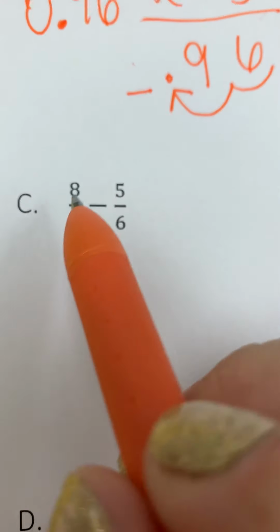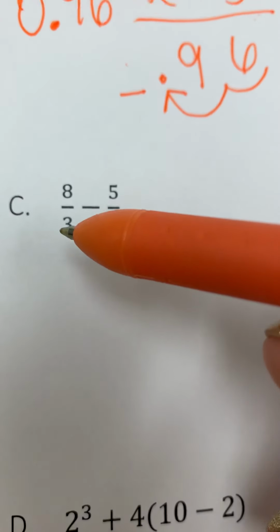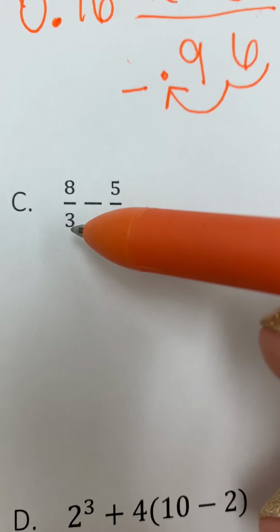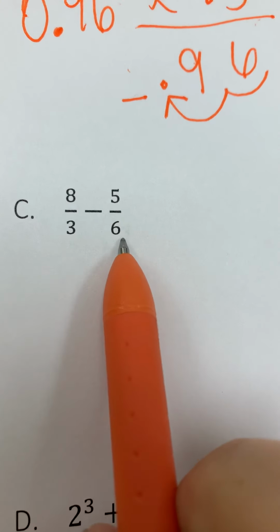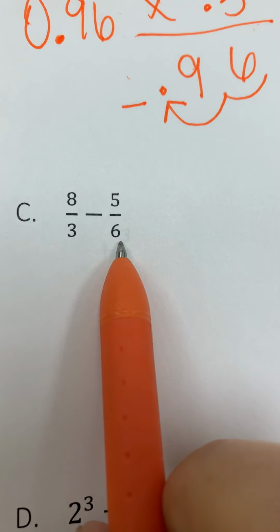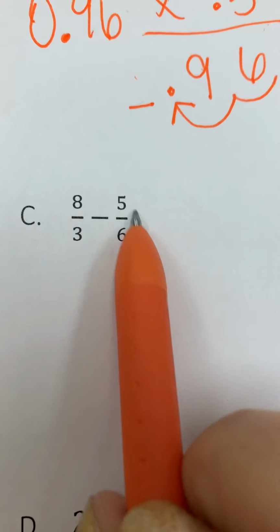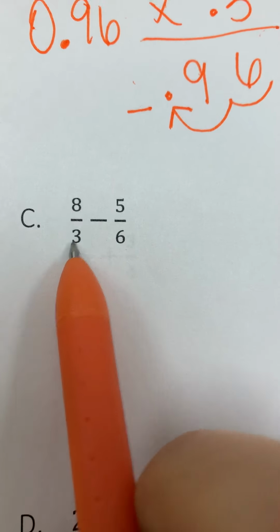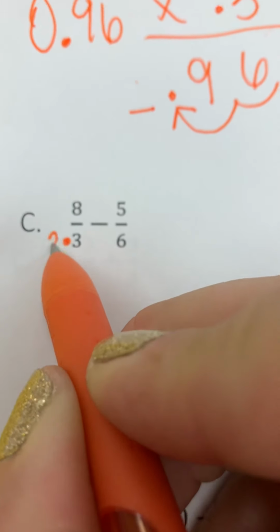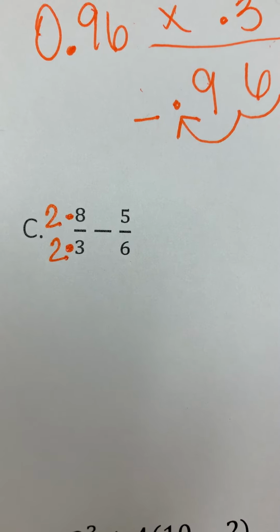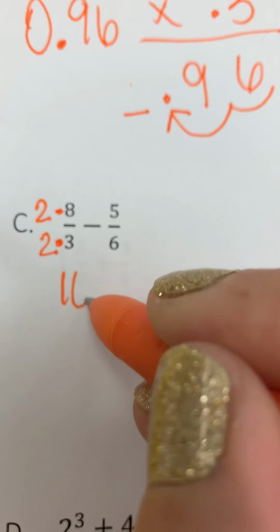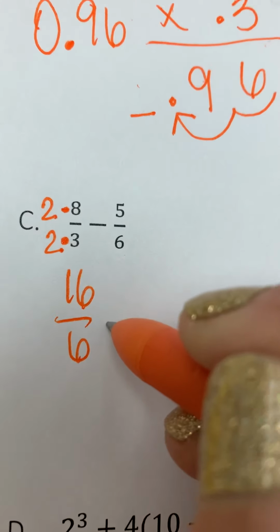Letter C, 8/3 minus 5/6. So we know that this improper fraction could have been a mixed number, but it's already an improper fraction, but we do have to get a common denominator. Our best common denominator is going to be 6. So we don't have to do anything with this one, but we do have to change this one. 3 times 2 gives me 6, so I have to do 8 times 2. 8 times 2 is 16, so that gives me 16/6 minus 5/6.